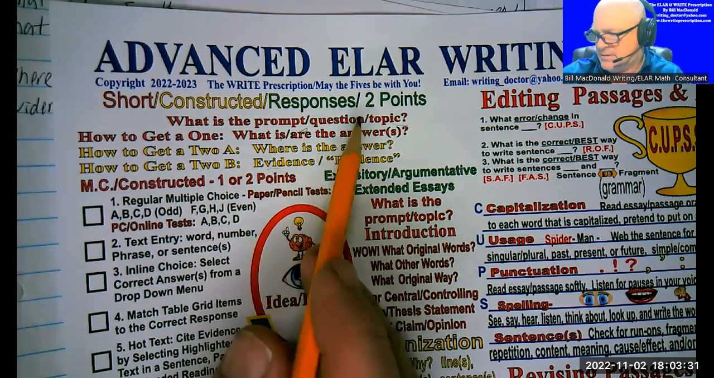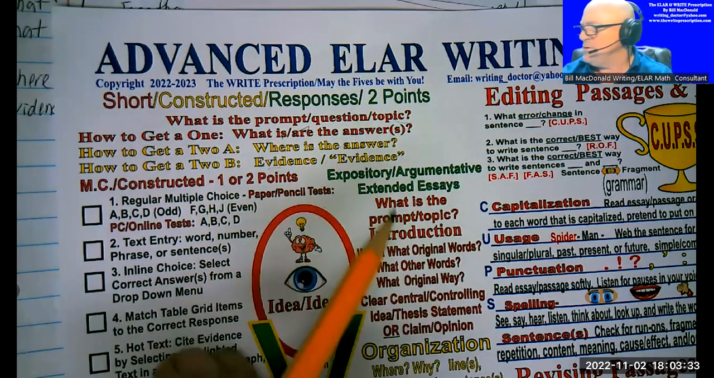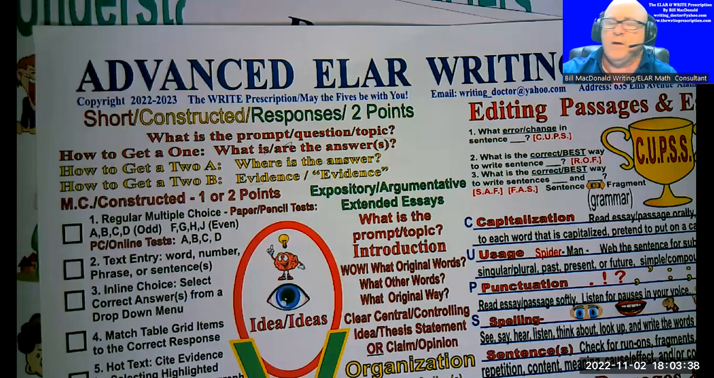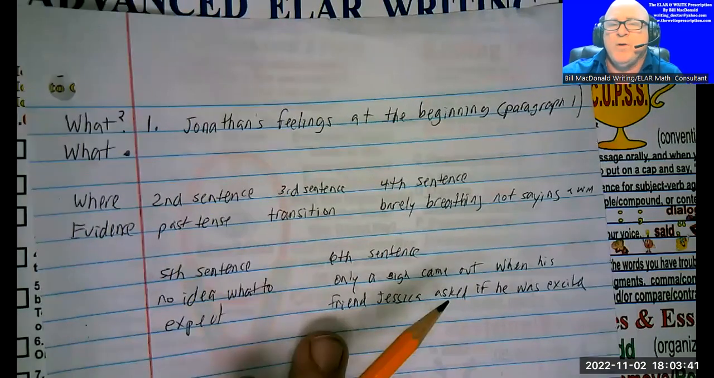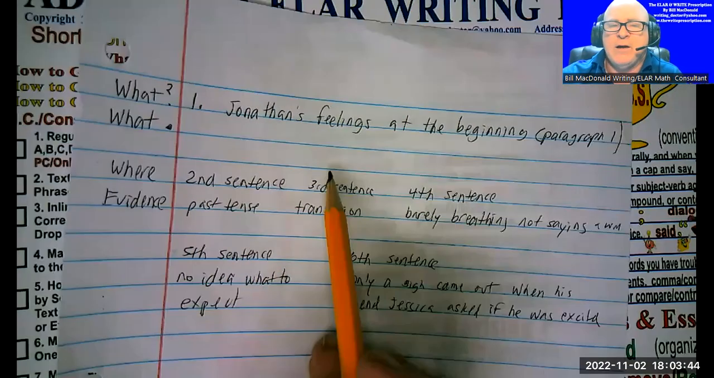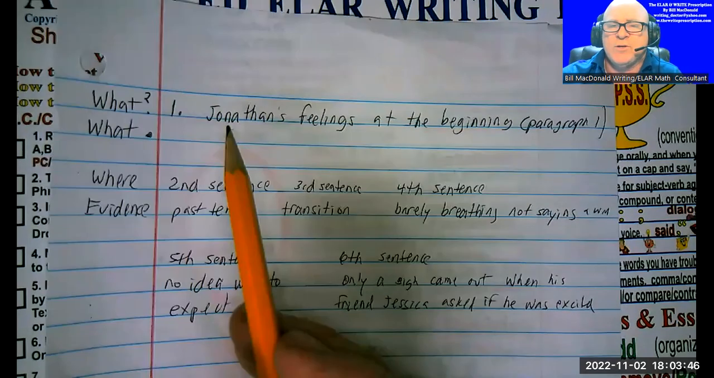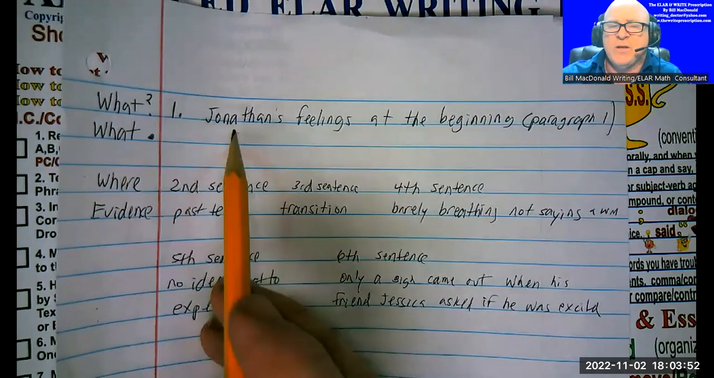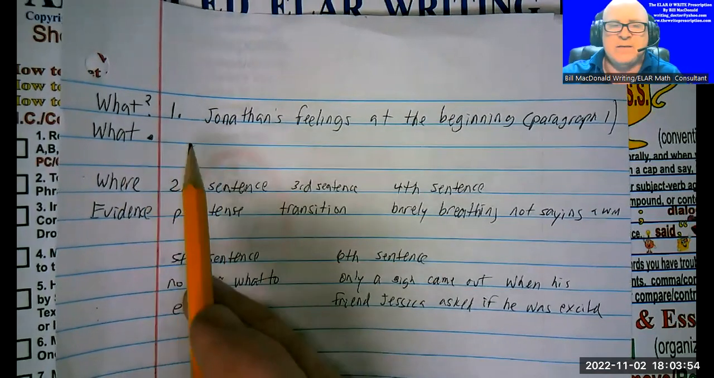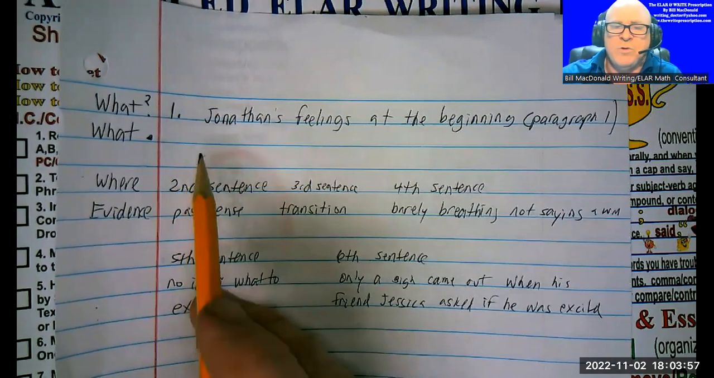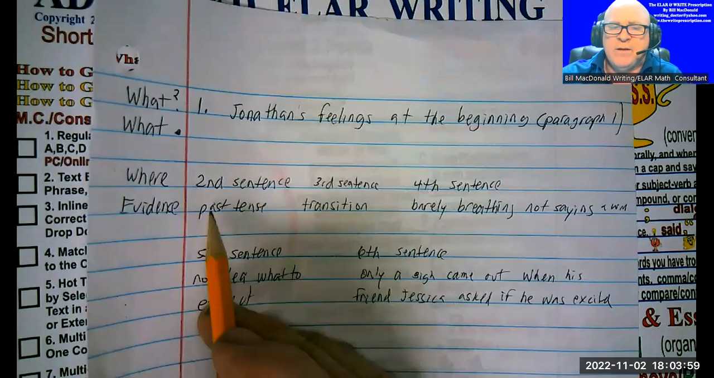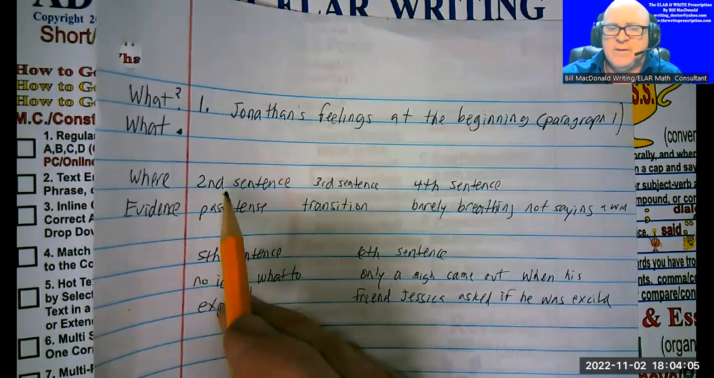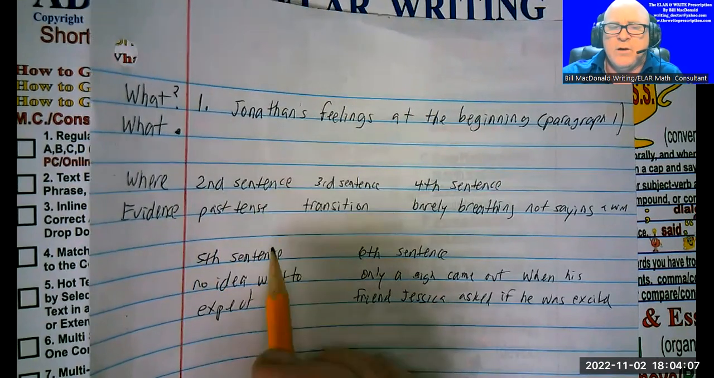So the next thing I would teach you to have your students do is to say, okay, if I'm going to show my work, then on line paper, I would write question number 1. What is the question? Jonathan's feelings at the beginning. What is the answer? I have to skip the answer because that is the response. I've got to go where, and I'm going to get evidence from the second sentence, the third, the fourth, the fifth, and the sixth. They're all going to be evidence.